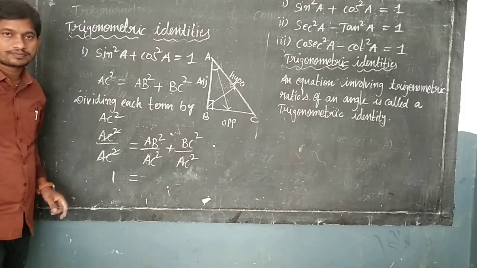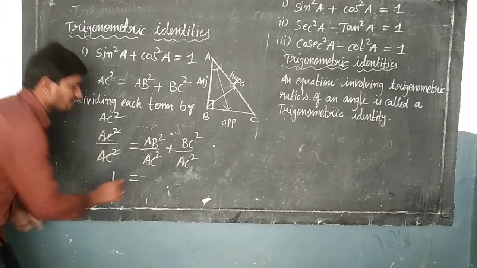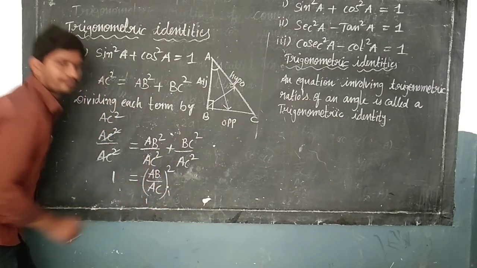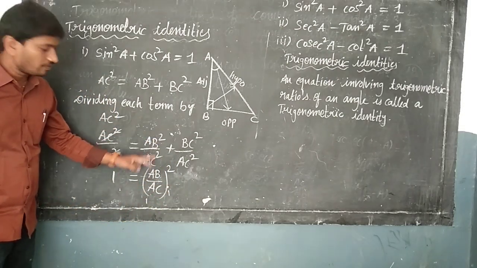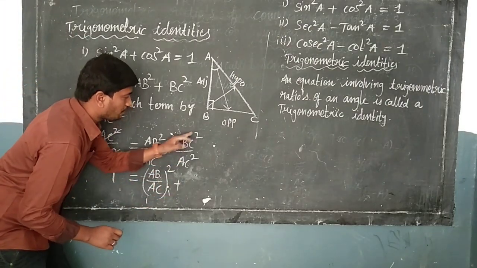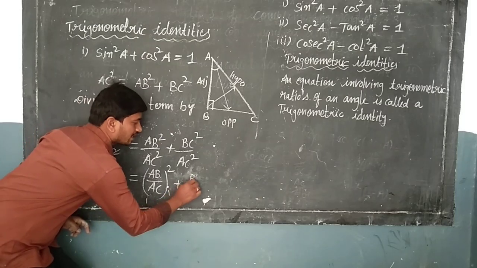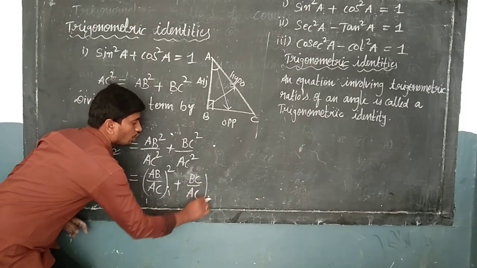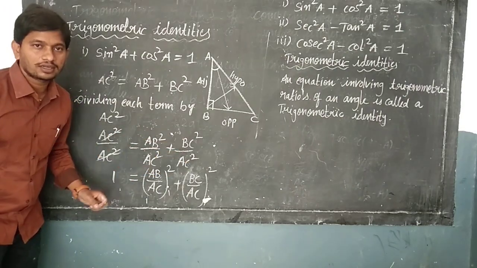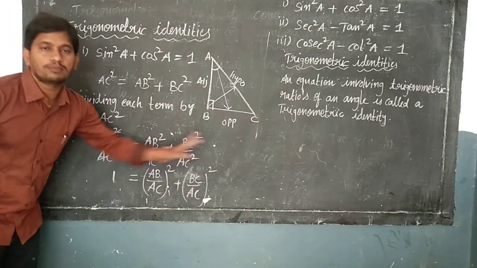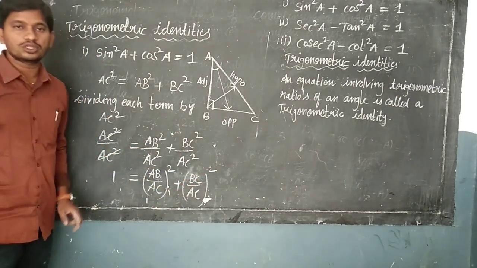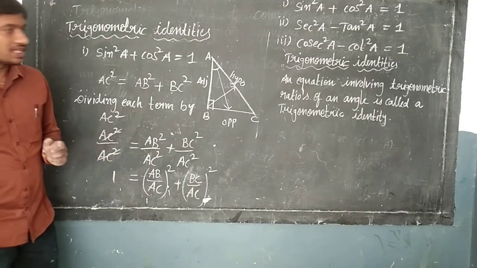by AC square. This AB square by AC square I can write as AB by AC whole square. I applied square for the whole term. Here also, this BC square by AC square I can write as BC by AC whole square. In the earlier step, square was there separately, now I have applied it for the whole term. Listen students carefully.